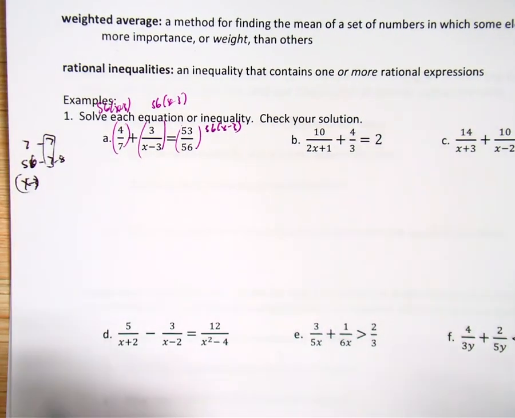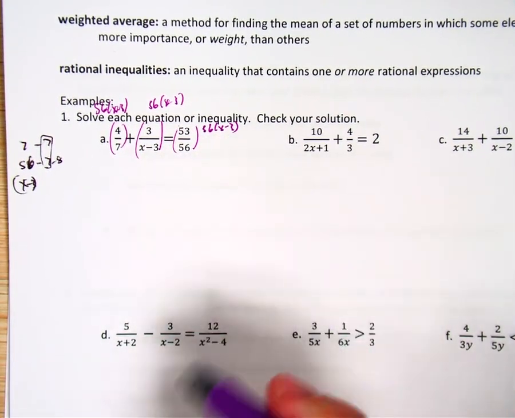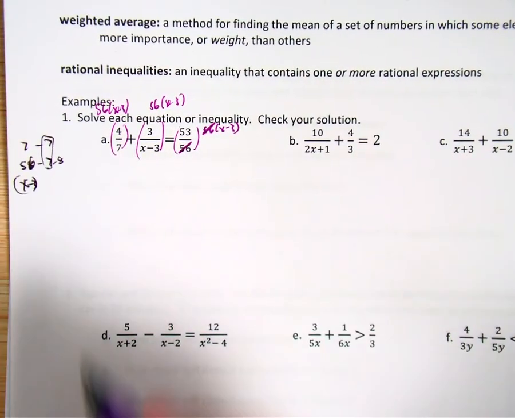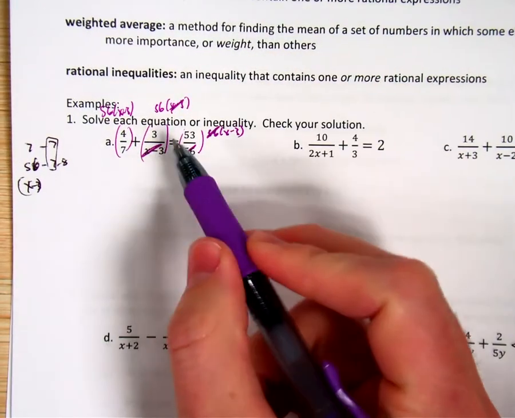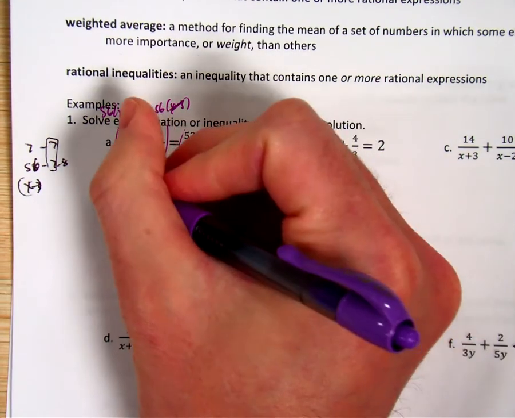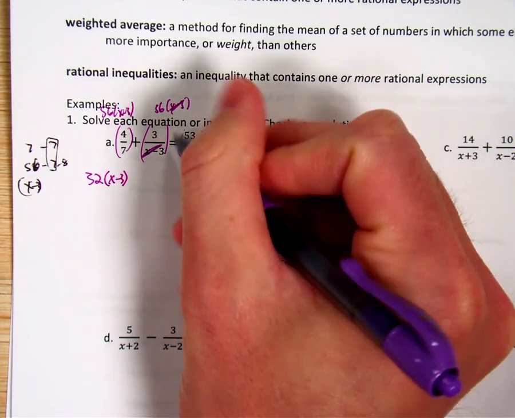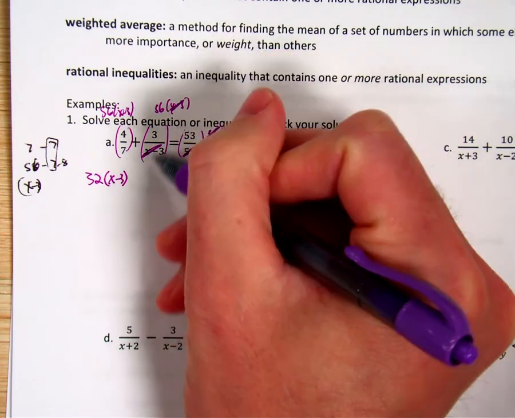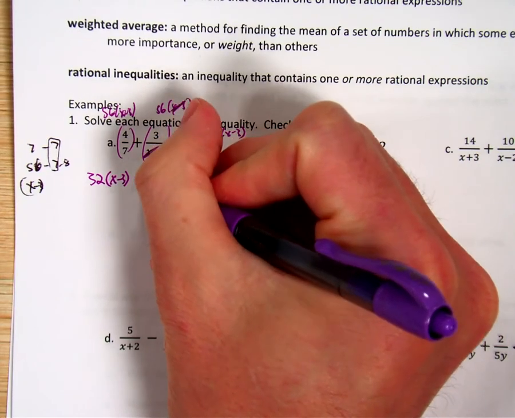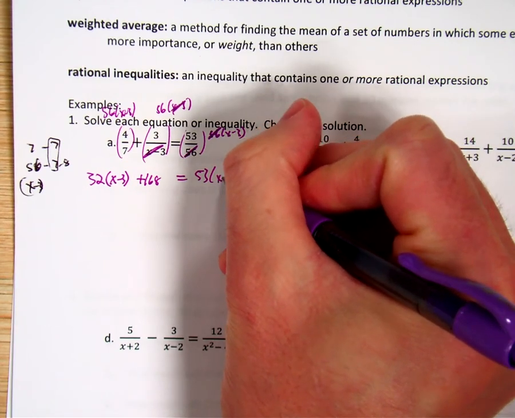We can do that. You can multiply both sides of an equation by the same thing. So I'm multiplying everything on both sides by 56 times x minus 3. Over here, the 56 cancels out the 56 on the bottom. Here, the x minus 3 cancels out. And here, it's a little trickier. 56 divided by 7 is 8. Times 4 is going to be 32, x minus 3 left there. The x minus 3 is canceled out. We have 3 times 56, 168, and then over here we have 53 times x minus 3.